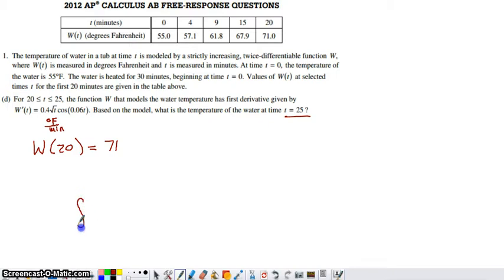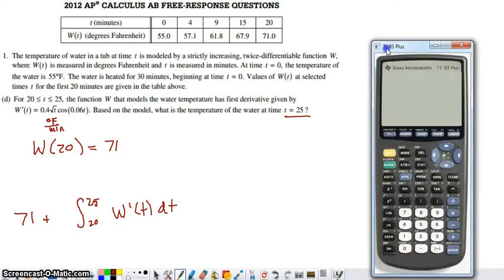So if we integrated this rate of change, w prime of t, from the t value of 20 to the t value of 25, the numerical value of this is going to give us how much the temperature of the water has changed from 20 to 25. If we add this on to 71, that's going to give us our result. So this will tell us how much the temperature has changed, added on to what the temperature was at the beginning of that interval at t equals 20, and you have your result.